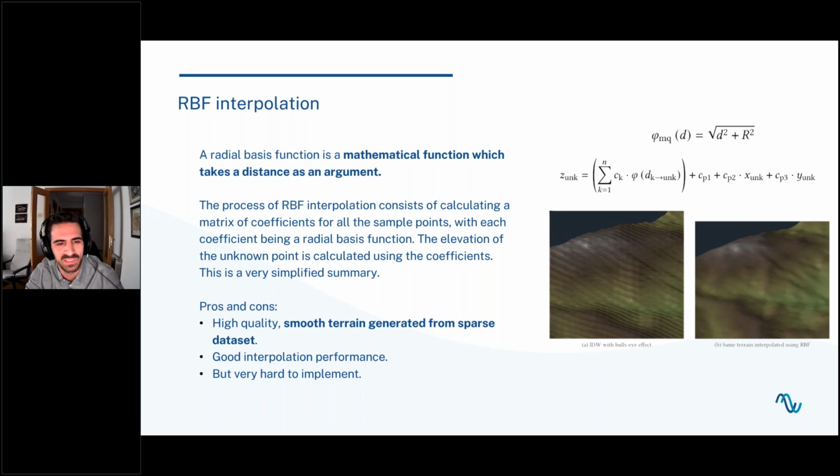Anyway, the RBF interpolation turned out to produce really high quality terrain surfaces with smooth surface, very high accuracy as well, and very good interpolation performance. But it was very hard to implement, in that we spent a lot of time actually getting it right and making sure that it performed well. So this is the default interpolation method for Google Earth data. So this is used for most pvDesign simulations nowadays. So it is an important part of the software.